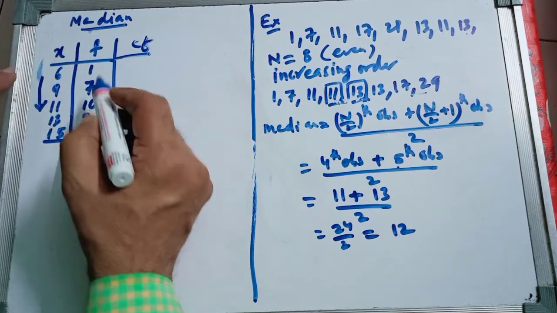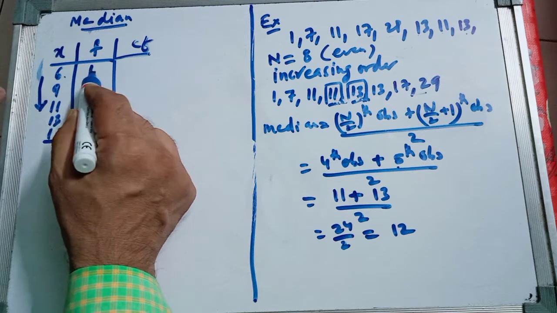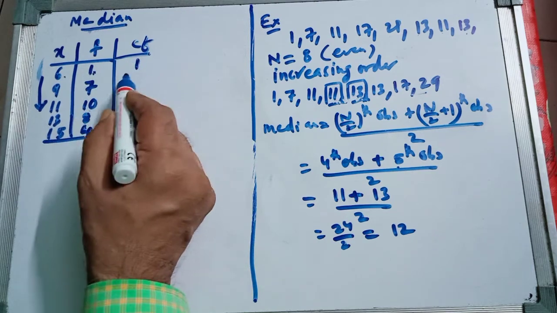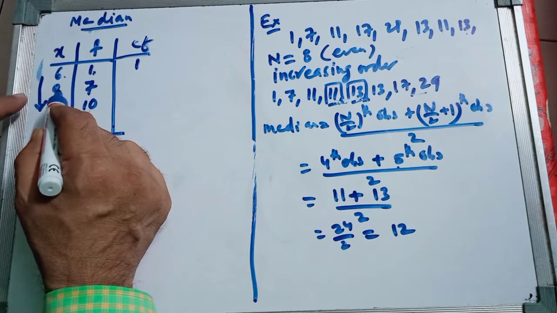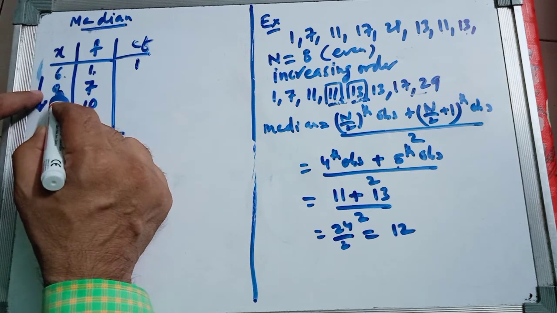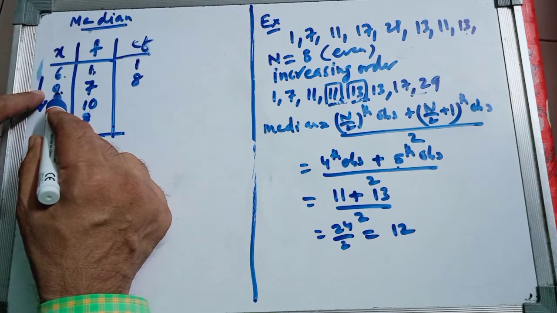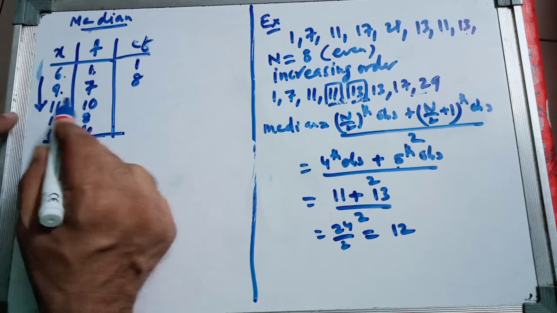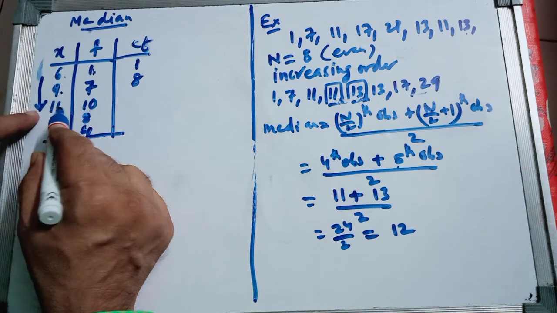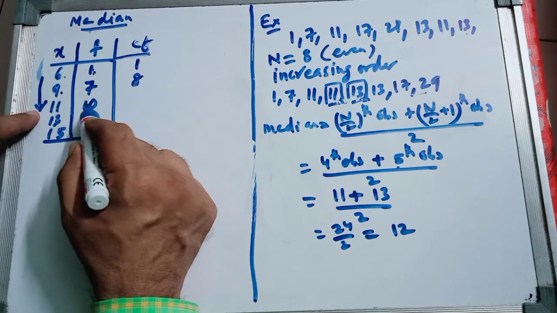Cumulative frequency means find the frequency of the first one. First one is 1, so write that only. For the cumulative frequency of 9, how many numbers are covered when you are covering 6 and 9? So 1 plus 7, 8. Okay, up to 9 all the numbers, if you count you will get 8. Then next you have up to 11. So there are 10 times 11. So you write 8 plus 10 is 18.